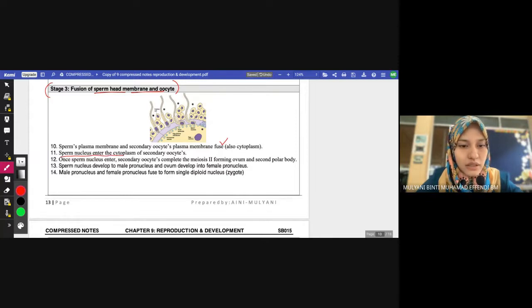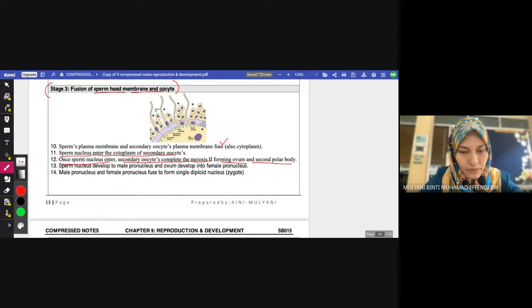Nucleus of the sperm enter the cytoplasm of the secondary oocyte. Nak keluarkan konten dalam badan sperm tu, dalam kepala dia tu, dia nak keluarkan konten apa yang ada dalamnya ke dalam secondary oocyte itu. Okay. So once sperm nucleus enter, secondary oocyte complete the meiosis 2, forming ovum and second polar body.